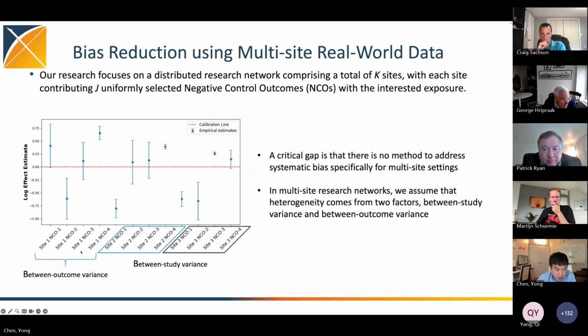For site 1, suppose we only have 4 NCOs. Normally, we recommend at least, say, 40 NCOs to calibrate. Just to keep it simple, say we have 4 NCOs within site 1, 4 NCOs in site 2, and 4 in site 3. Across these different estimates, if you generate this plot, you can characterize the so-called between-outcome variance. And across different studies, there's also between-study heterogeneity. So there are basically 2 layers of heterogeneity that we need to truly account for.